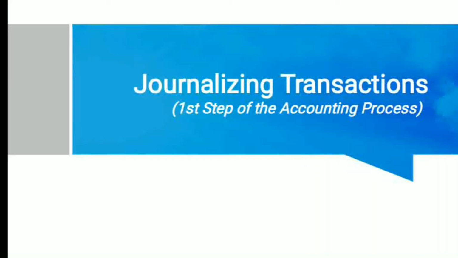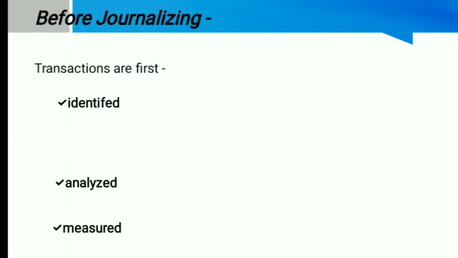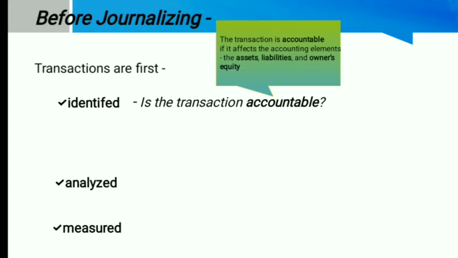At this point, we will be discussing the first step of the accounting process, or the first step of the accounting cycle, and that is journalizing transactions. Before journalizing, transactions are first identified, analyzed, and measured. By identifying, we have to determine whether the transaction is accountable or not. A transaction is accountable if it affects the accounting elements, which are the assets, the liabilities, and the owner's equity.